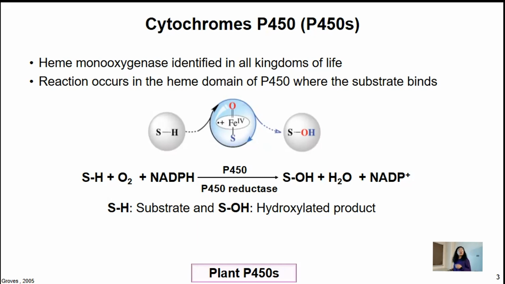It's called a monooxygenase enzyme because once the substrate binds to the heme domain of the enzyme, the enzyme adds one oxygen atom from the molecular oxygen to the substrate, producing this hydroxylated product. And for this reaction, NADPH is also required because it supplies electrons, which is supplied by this P450 reductase enzyme. So today we will be discussing the P450 that is present in plants.